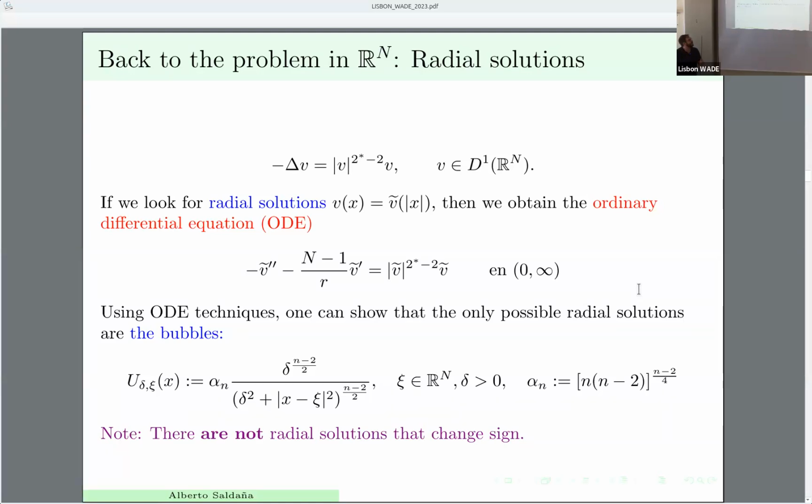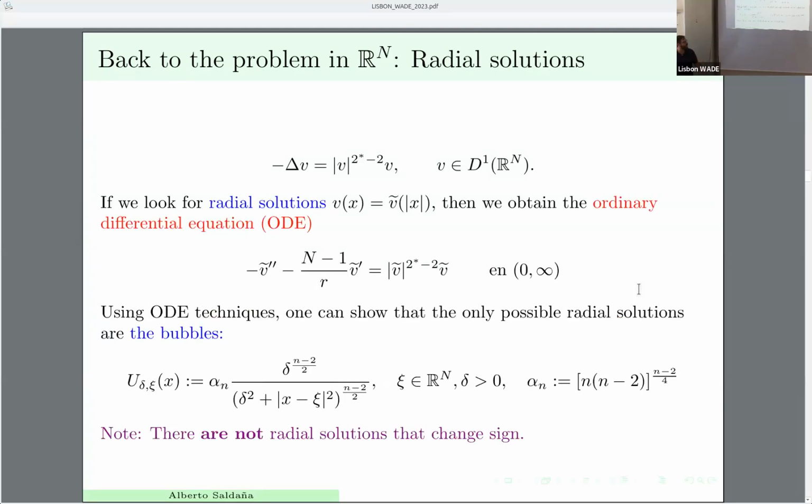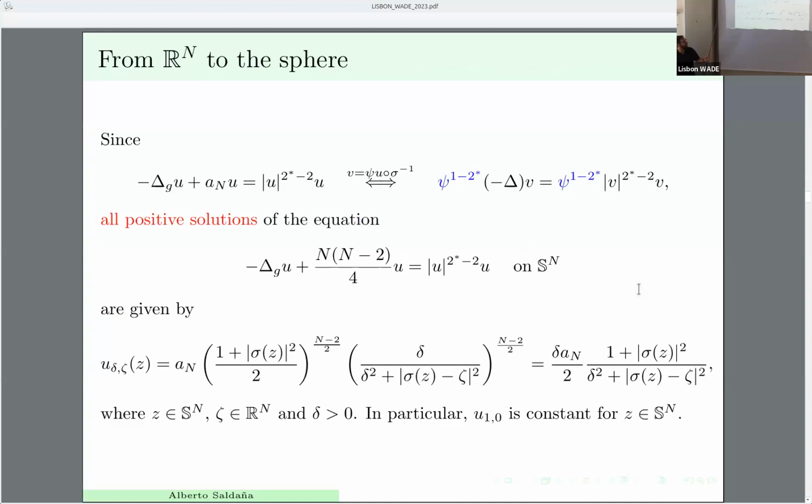So now we were using this ansatz that the solution was radial. So what about if we ask for a general positive solution? Then we can use the theory of elliptic equations that tells us that all positive solutions of this equation have to be positive and radially symmetric. So all positive solutions are radially symmetric. Then by the ODE techniques that we mentioned here, they all have to have this form. So in this way, we have characterized all the solutions of the problem in R^n.